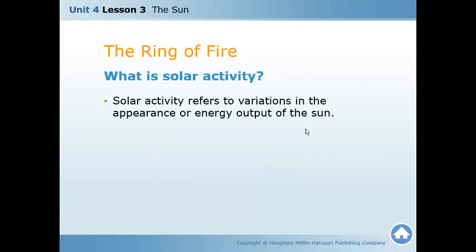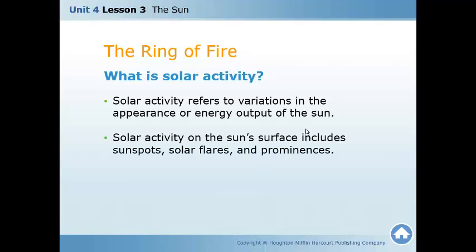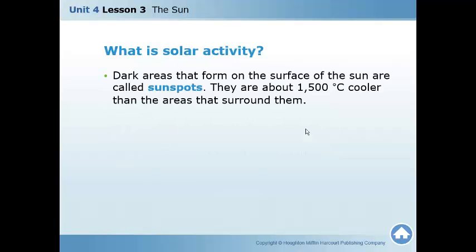The Ring of Fire: what is solar activity? Solar activity refers to the variations in the appearance or energy output of the sun. That means how the sun looks or how much energy the sun is giving off. Solar activity on the sun's surface includes three things we're going to talk about in this lesson: sunspots, solar flares, and prominences.